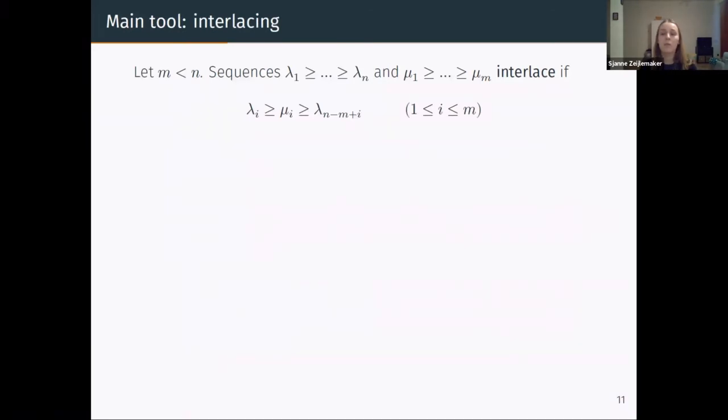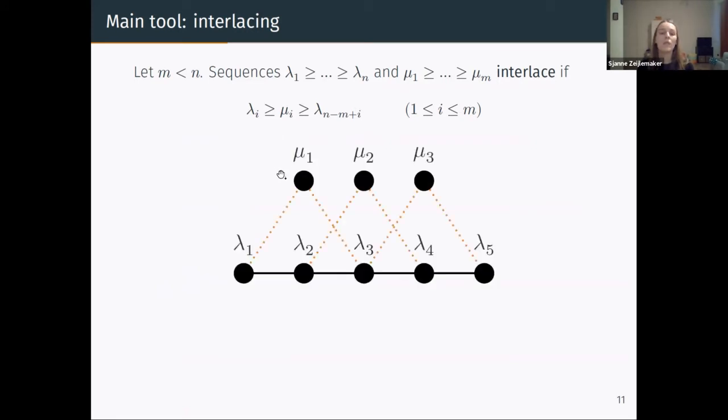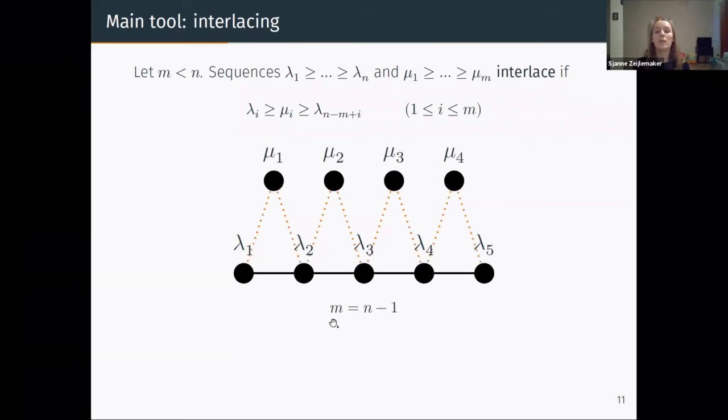Now, the main tool for proving such eigenvalue bounds will be interlacing. Given a sequence of lambdas and a shorter sequence of mu's, we say that these two interlace if these inequalities hold for every index. So to put it visually, for every mu we have these two lambdas where it's sandwiched in between. The name interlacing, I guess, makes more sense in the most extreme case. So if we have m is n-1, we see that we can just alternate between these two sequences and we have a non-increasing order.